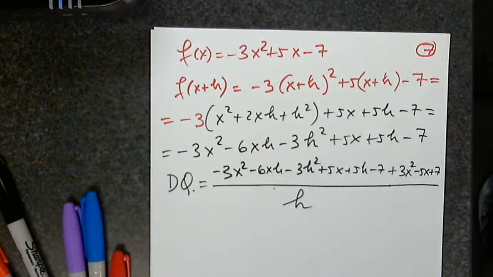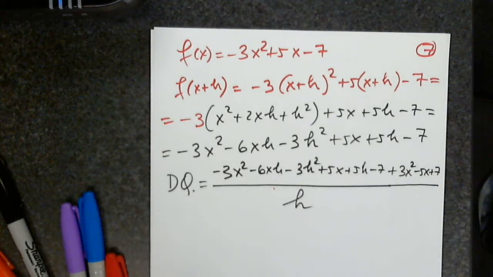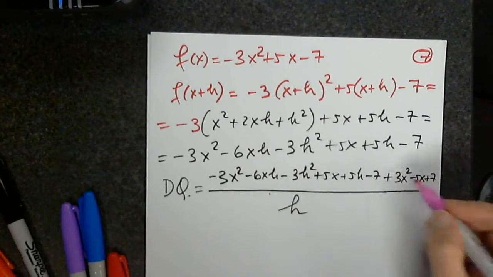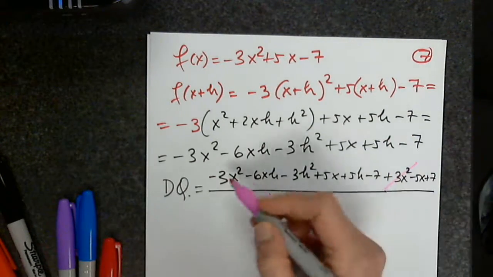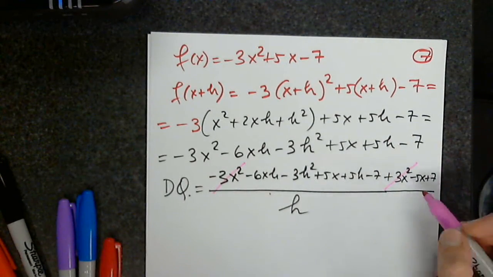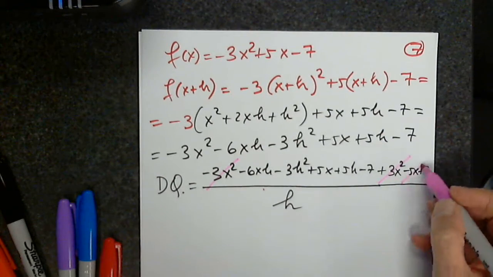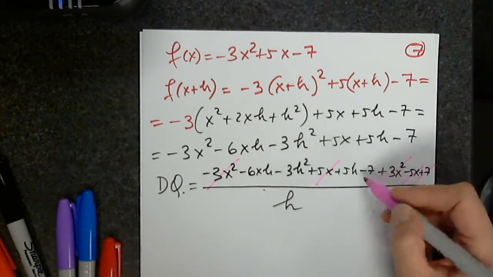Because of the negative in front, I had to distribute a negative sign, or negative 1, to all three terms from the function. All terms that do not have h must go away at the top. So that's how I knew that that 7 did not have a place in there. So these two go away. These two go away. And these two go away.